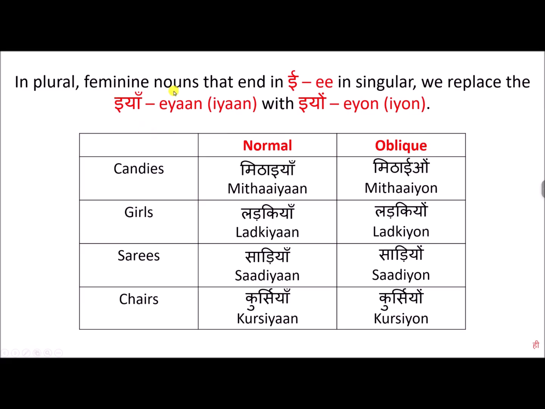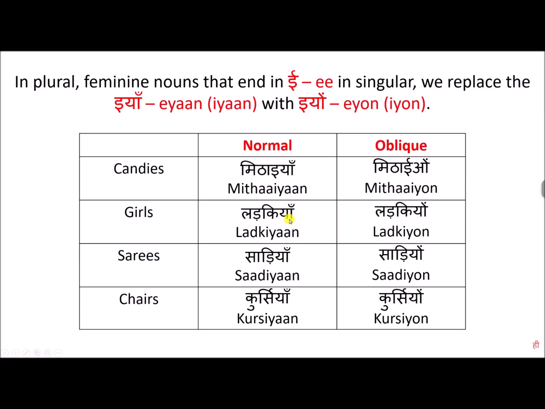In plural feminine nouns that end in e in singular, we replace the iya with ion. Okay. Mithaiya is candies. Mithaiya, this is normal. To change it into oblique, iya is replaced with ion. So oblique is mithaiyon. Mithaiyon. Okay.